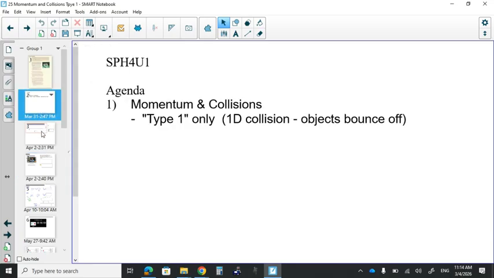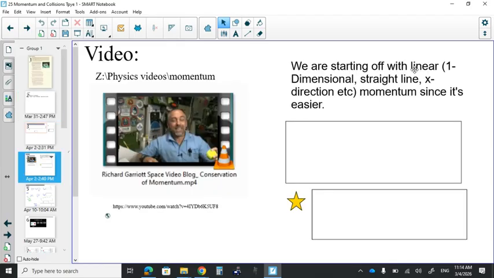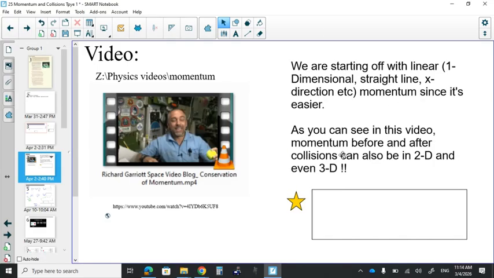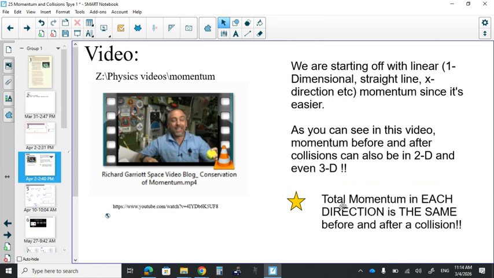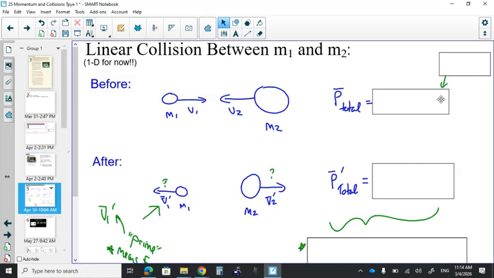So we're only looking at linear, so straight line, x direction only momentum as a start, just as a way to start working our way through this. But you can see in the video, obviously, you end up with 2-dimensional and even 3-dimensional analysis of conservation of momentum. And I'll mention more about that in a second here. But the total momentum in each direction is the same. And so we're going to be looking at the x direction.